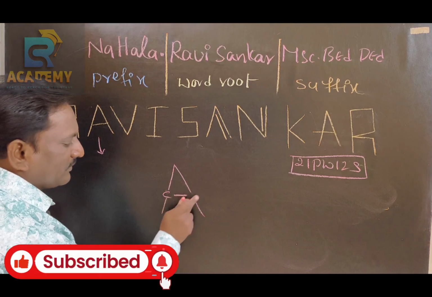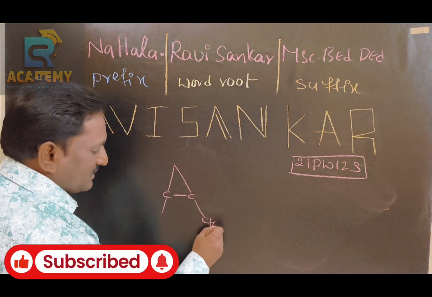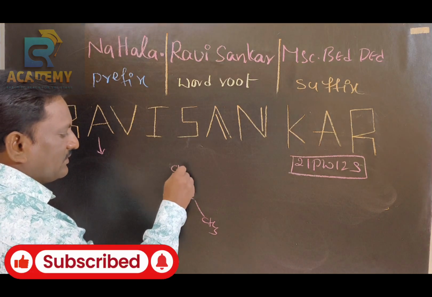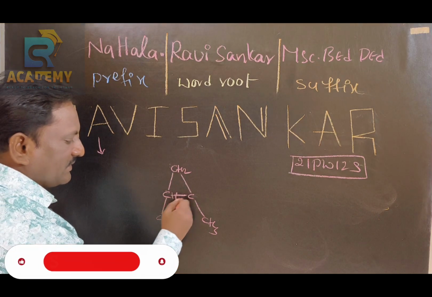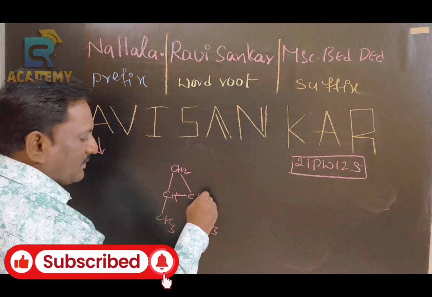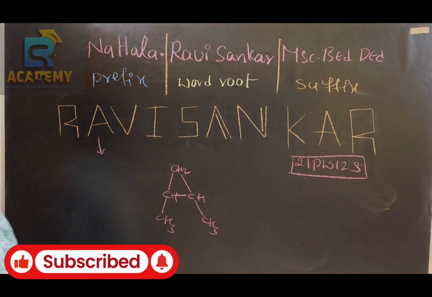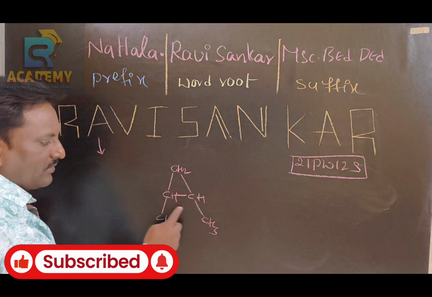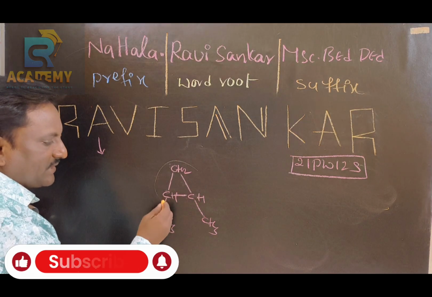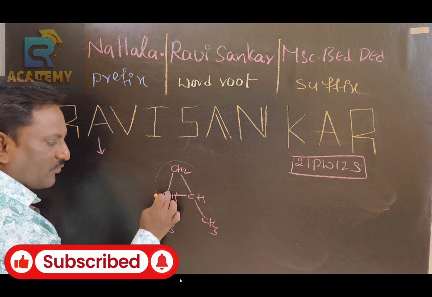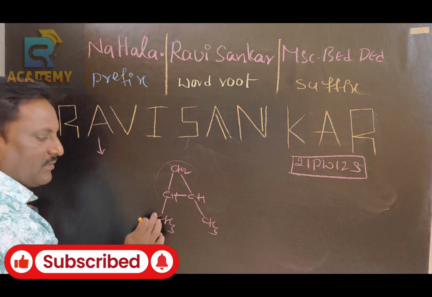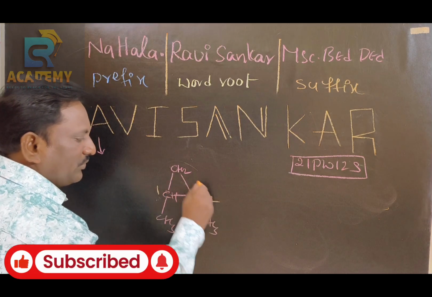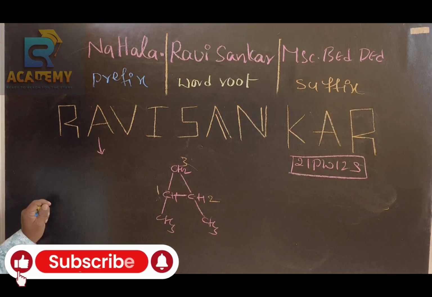Here one carbon, here one carbon, CH3, CH3, CH2, here CH, CH. This is a compound. So we should select the parent chain. So this will be the parent chain. So 3 carbon atoms, 1, 2, 3. Right? It's a cyclic compound.